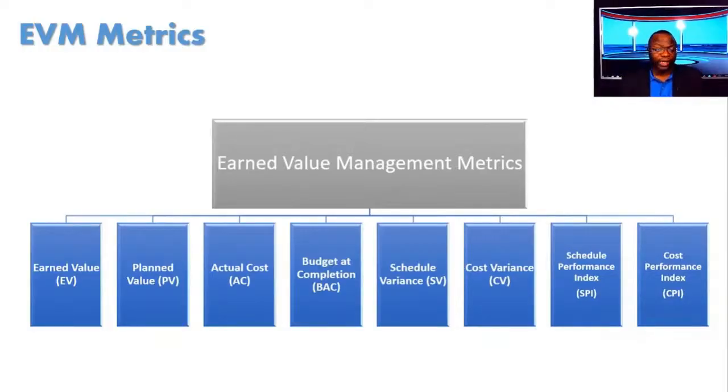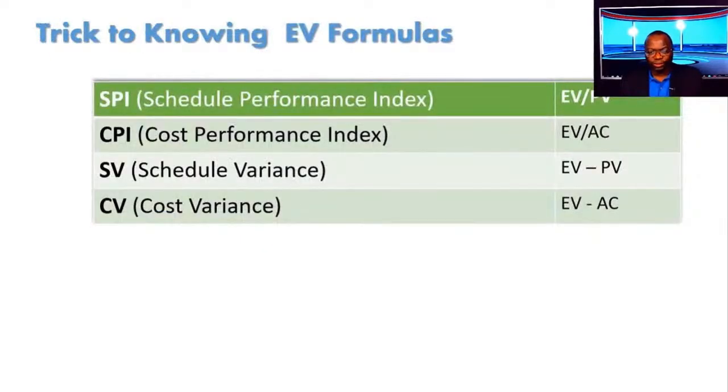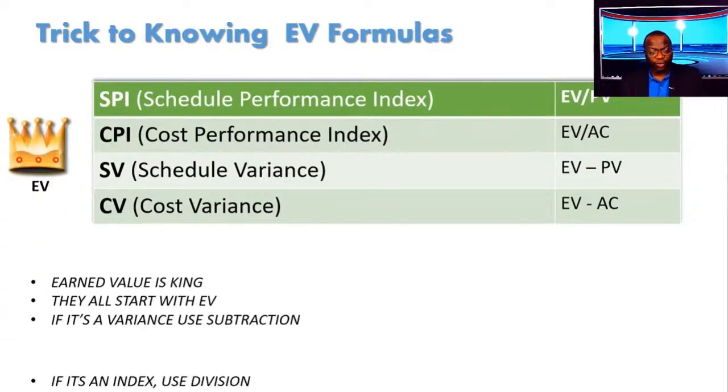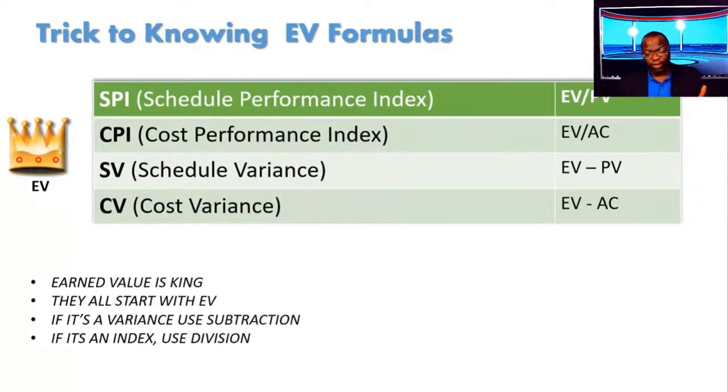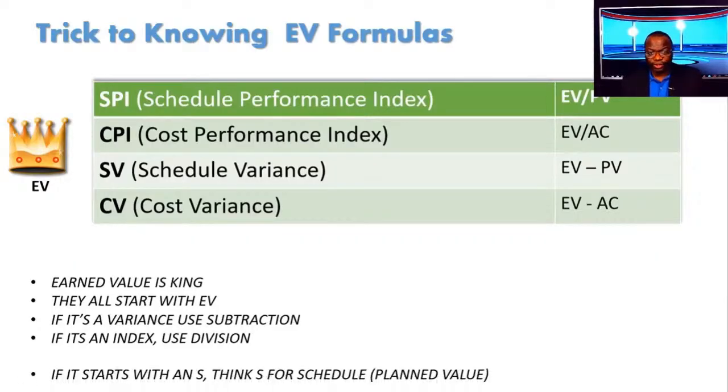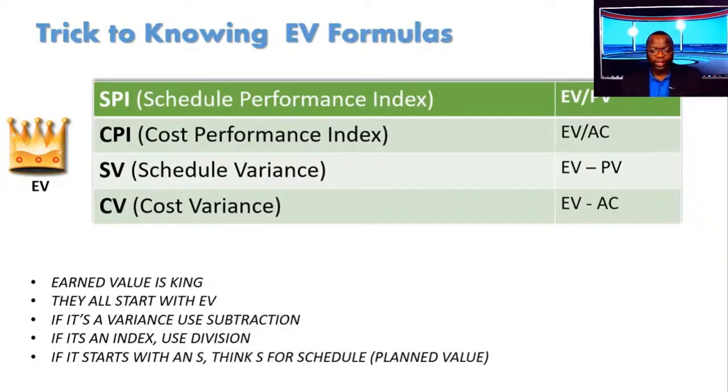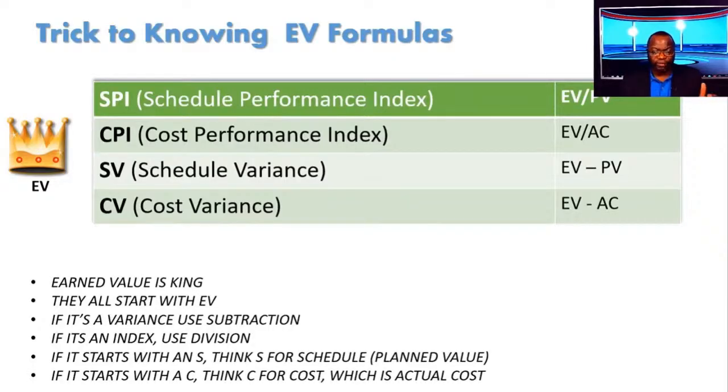So all of these metrics, folks, you know them now. Okay? We're going to go into deeper waters. So this just reiterates stuff that I've talked about. Earned value is king. They all start with EV. Variances use subtraction. Indices use division. If it starts with an S, think S for schedule, plan value. If it starts with a C, think C for cost, which is actual cost.